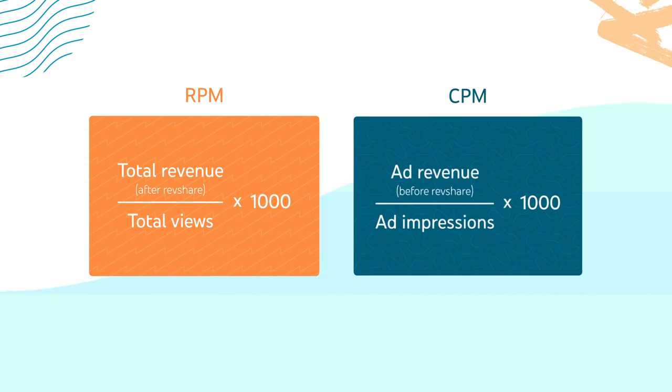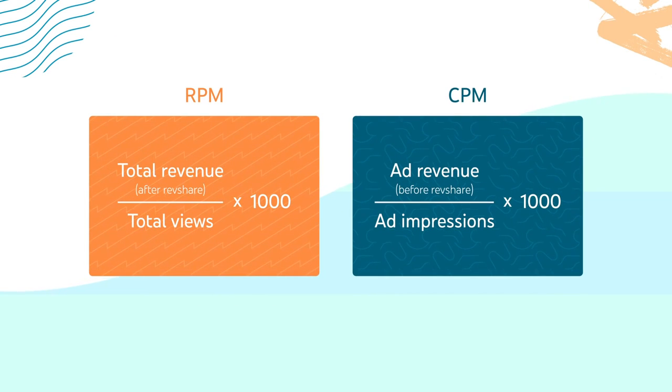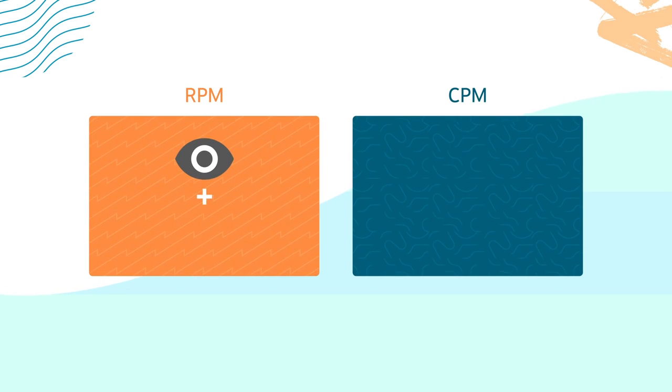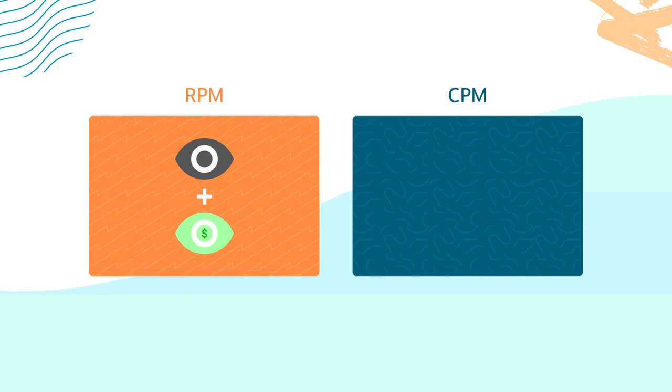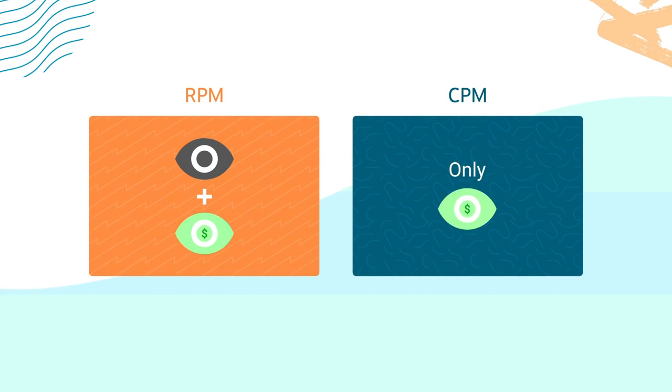Creators may notice that RPM will likely appear lower than CPM, which is expected for a few reasons. While RPM subtracts YouTube's revenue share, CPM does not. Also, RPM is based on all views regardless of monetization status, while CPM is based only on monetized views. Even if RPM is lower, creators shouldn't see a difference in actual take-home revenue.